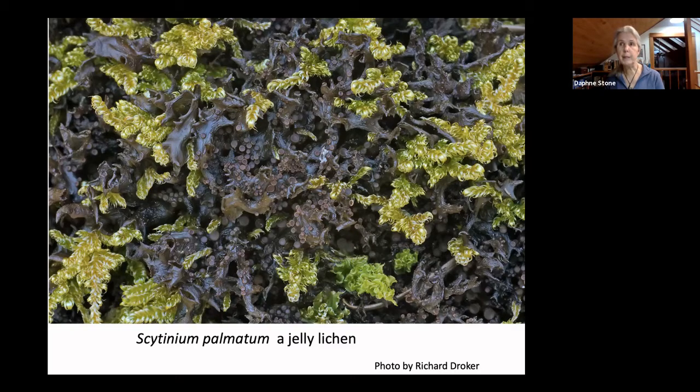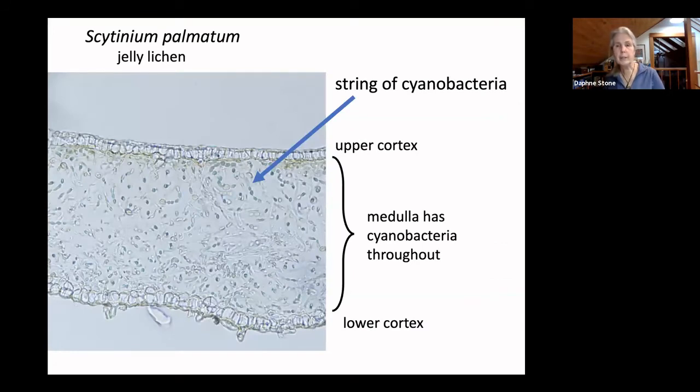So that would still be considered a foliose lichen, but the interior looks a lot different. The upper cortex is usually only one cell thick on a jelly lichen, and the lower cortex also one cell thick. And then the medulla, instead of being separated into two parts with the photobiont on the top, is all the same all the way through with fungal hyphae wrapping around strings of cyanobacteria.